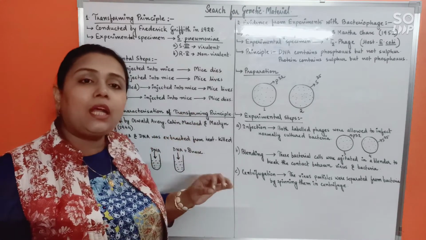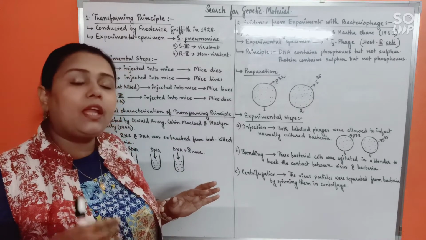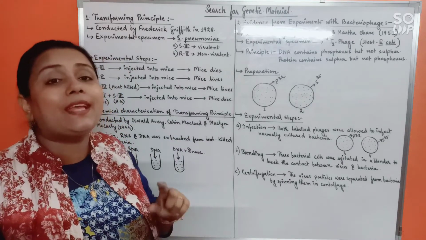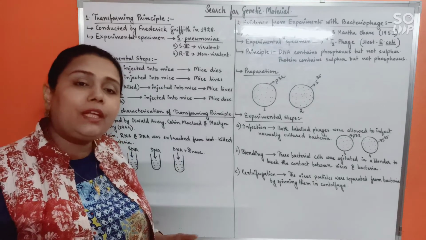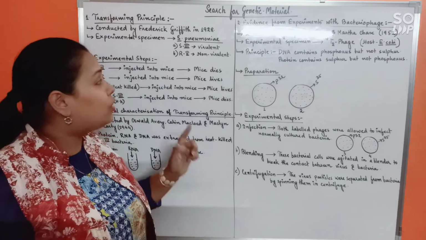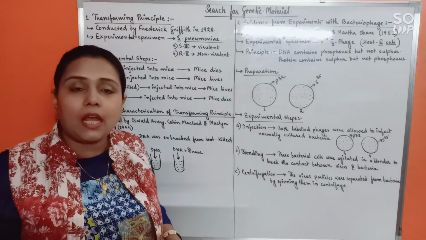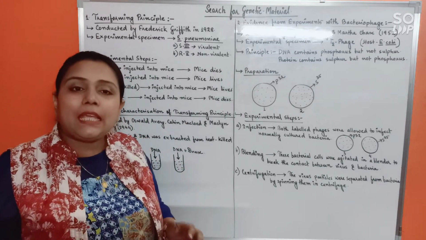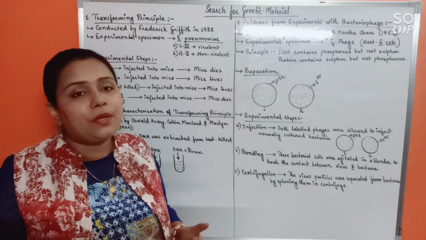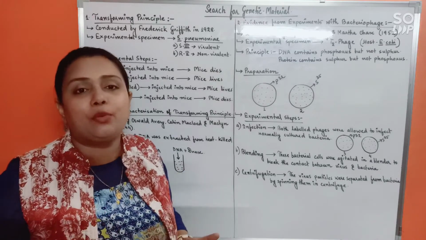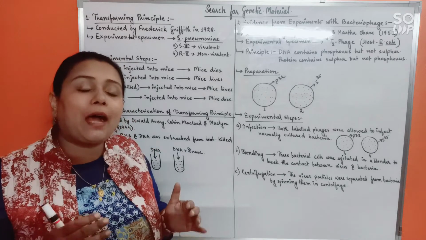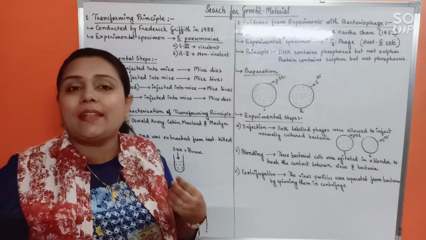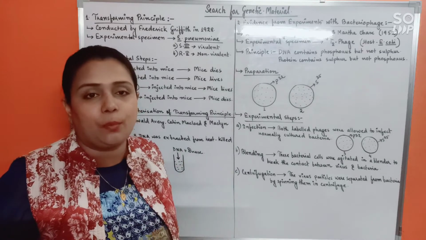So that's how the R2 bacteria itself got transformed into S3 bacteria. This was the conclusion drawn by Frederick Griffith after the experiment of transformation principle. But he did not further investigate what the biochemical nature of this transformation principle was. What was that thing that was causing this transformation?